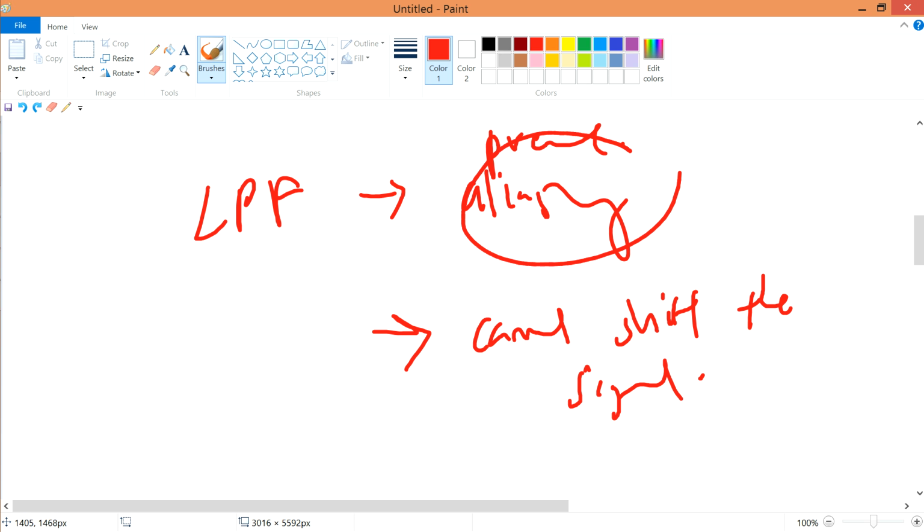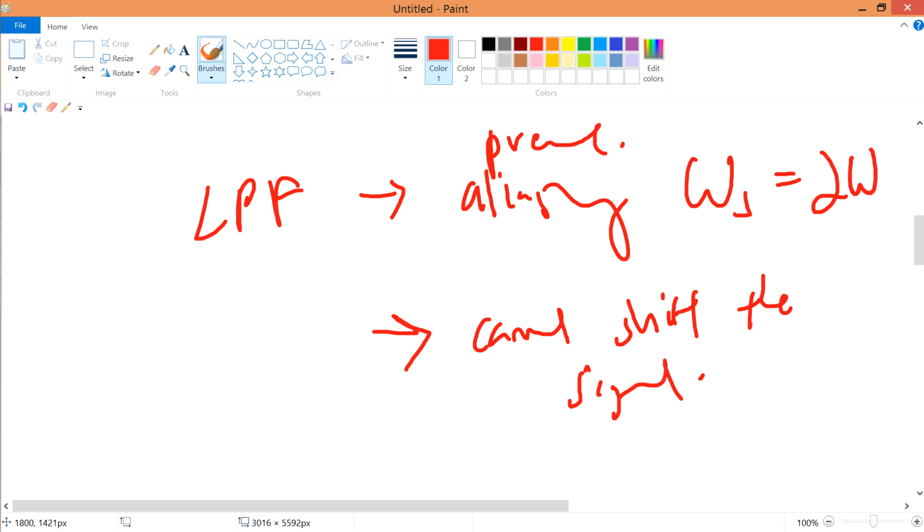Alright, why do we use a low pass filter to prevent aliasing? It's because if you cannot meet the requirement that your sampling frequency is equal to 2 times your original frequency, then what you can do is to input a low pass filter. Because of some constraints or whatever, we put a low pass filter to do this.